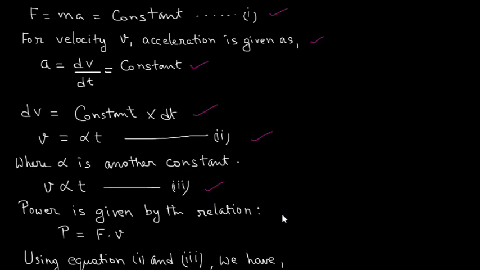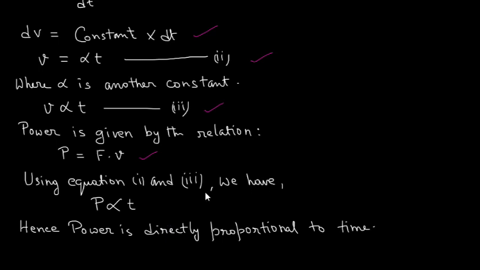Power is given by the relation P is equal to F into v. From equations 1 and 2, we have power is directly proportional to t. Hence, power is directly proportional to time. The answer is t. Let us see the next question.